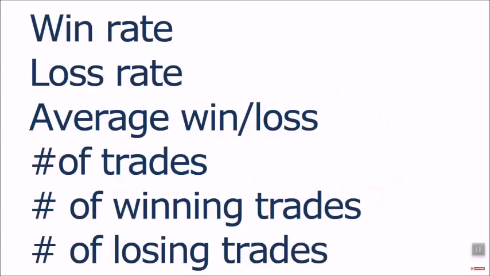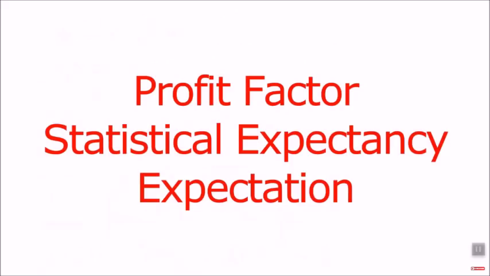So we're going to cover the following metrics and relationships between metrics, such as win rate, loss rate, average win, average loss, total number of trades, number of winning trades, and number of losing trades. And the last three are probably the least understood, yet could be called the most important. It's the profit factor, the statistical expectancy, which is average profitability per trade, and expectation, which is the mathematical outcome.